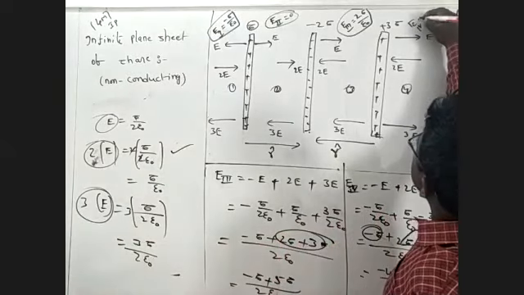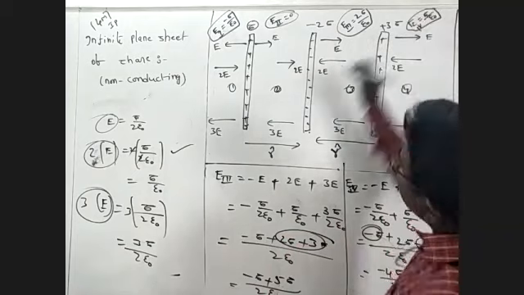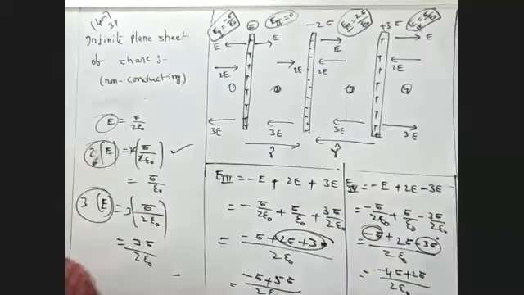E4 is equal to minus sigma by epsilon naught. That is your answer. That is how we solve this problem. This is one model. Now next.